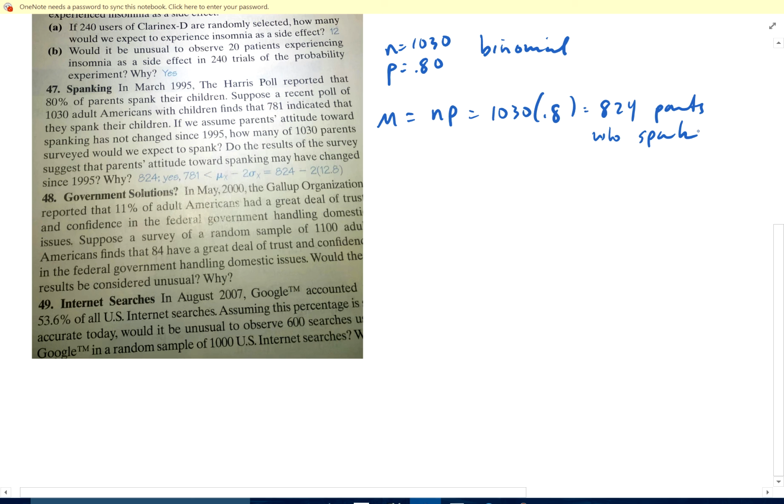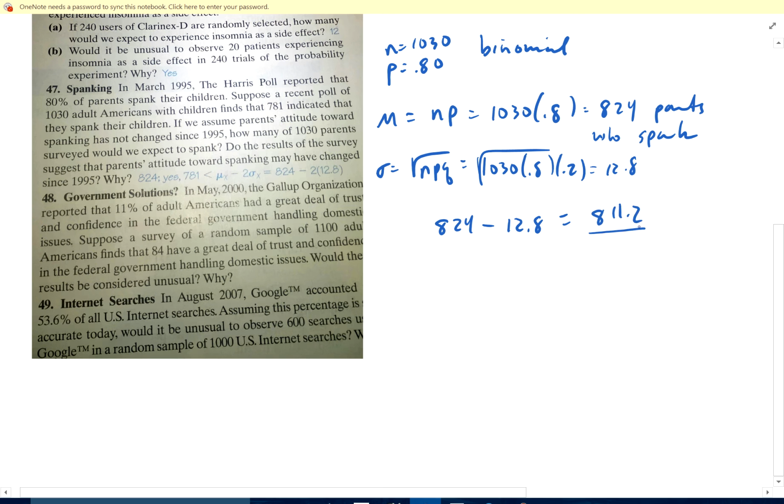Okay, do you think the real survey suggested parents' attitudes towards spanking may have changed? Well, let's look at the standard deviation, which is the square root of 1030 times 0.8 times 0.2, and standard deviation is 12.8. And let's see here, so 824 minus 12.8 is 811.2. So this is one standard deviation below the mean.